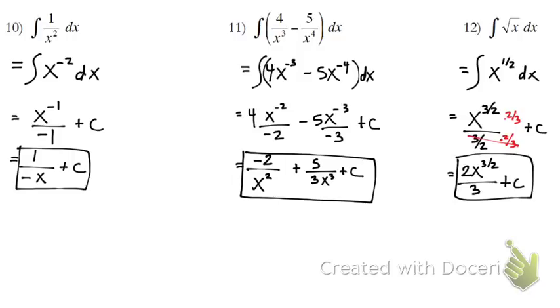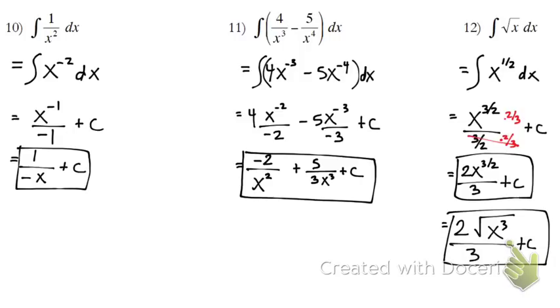Again, maybe they would write it like that. Maybe they would put it back into radical form. If they did, it would just be 2 times the square root of x cubed over 3 plus c. So, again, as long as you're familiar with both of those forms and how we get from one to the other, that's perfect.